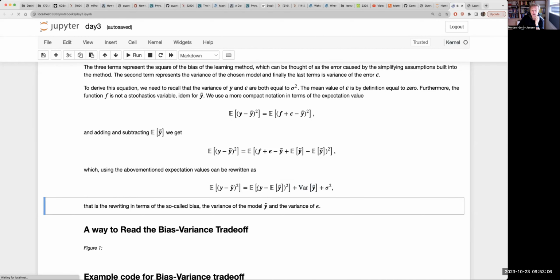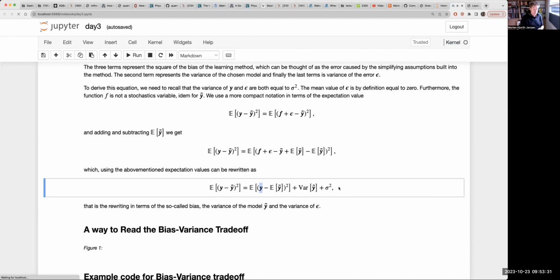And we can rewrite this as a deviation from the data which we want and the mean value of the model, plus this variance sigma squared. So what is this going to mean? Let me just try to give an interpretation of this bias-variance trade-off in terms of a simple image.